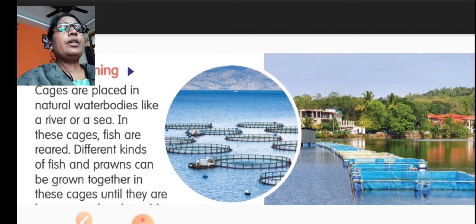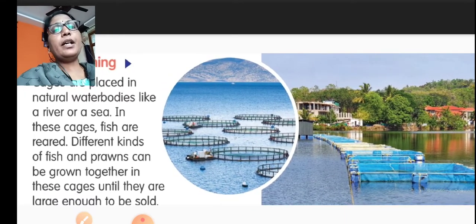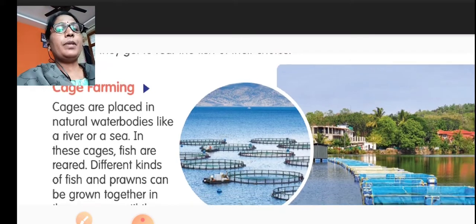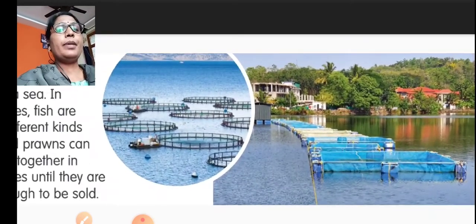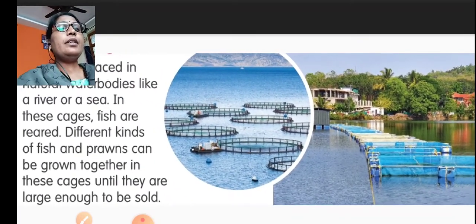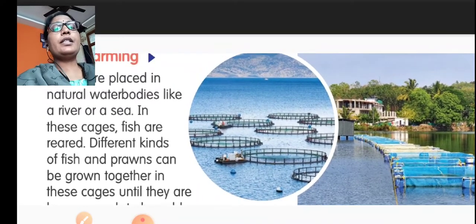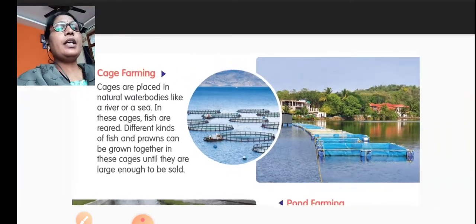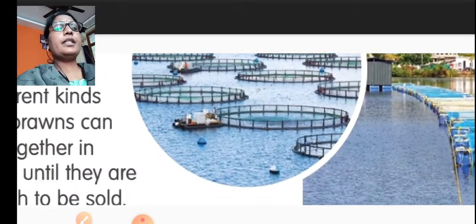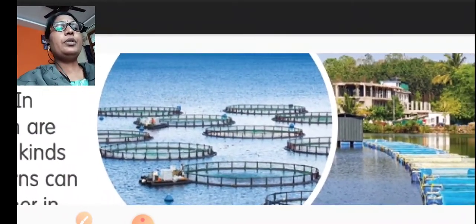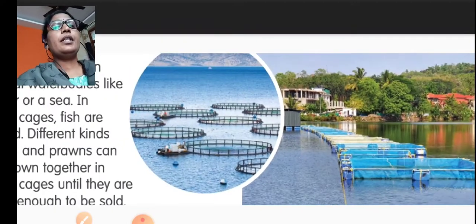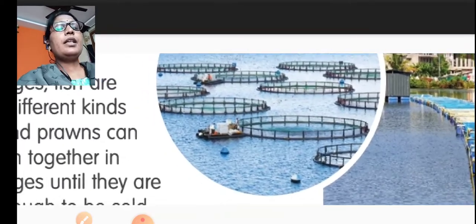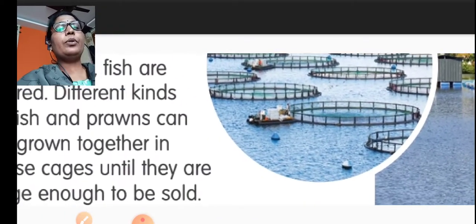So, farming can be done in two ways. One is cage farming, as you see in the picture. You can see here that in natural water bodies like a river or a sea, they arrange some cages. You can see how the cages are arranged in seas and rivers. In these cages, the fish can be grown.